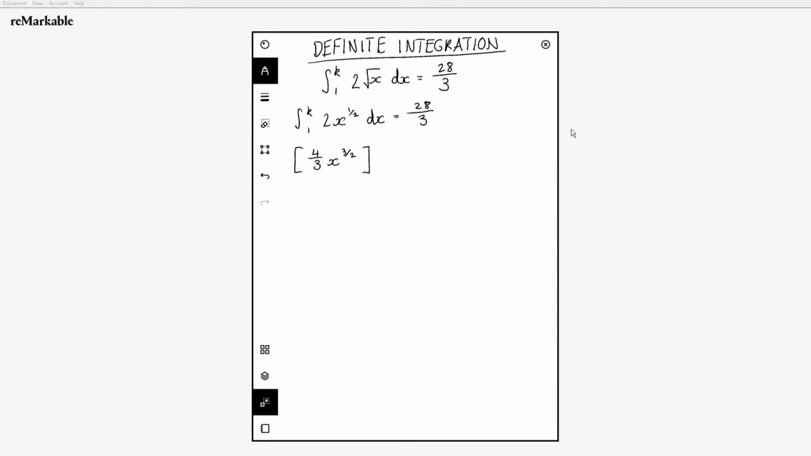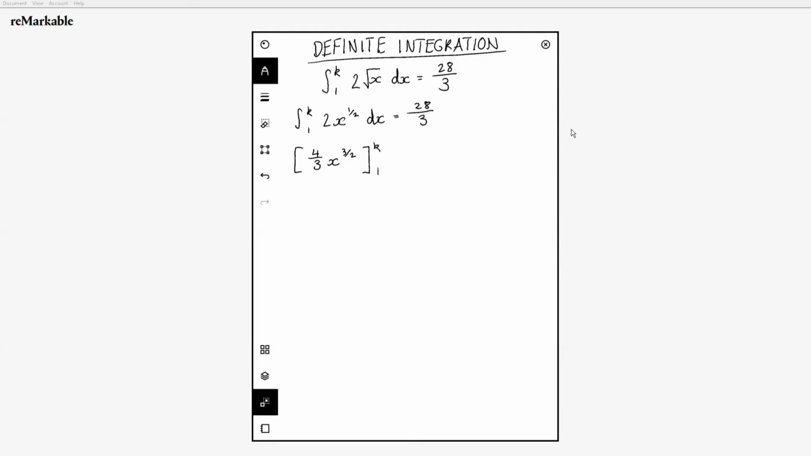In these ones, you can leave out your plus c because with definite integration, your plus c's cancel anyway. So I just tend not to write them in. If you're doing indefinite integration, absolutely remember your plus c's. You will lose a mark if you don't have that in.